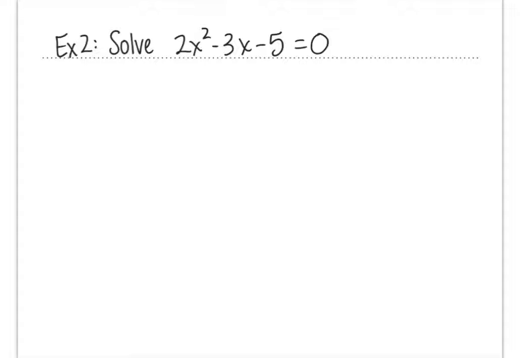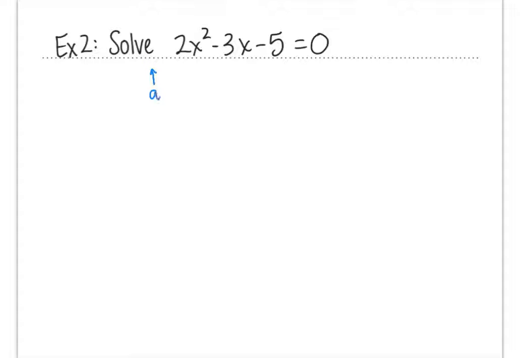Our next example, example 2, is to solve 2x squared minus 3x minus 5 equals 0. We are already in standard form, so we don't need to do any work to get it into standard form. So now let's evaluate the discriminant.